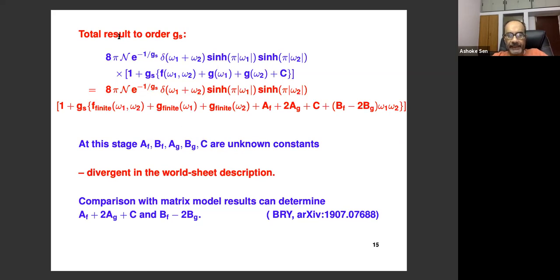So you can now add up these results and get the total result for the 2-point function to order GS. And here it is. This is the total result to order GS. Now if you write F, G, and C, C of course is just a constant, and it's in fact in general divergent, by the same reason: various degenerations cause divergence. So you write F and G in terms of their finite piece and the divergent pieces. And if you do that, you get an expression like this. So you see that at this stage, these are unknown constants, and the result depends on these two independent combinations, this combination over here and this combination over here.